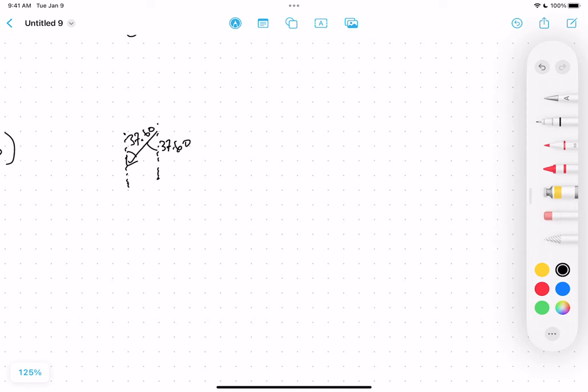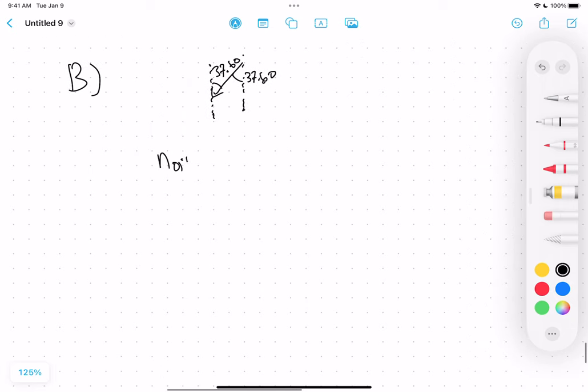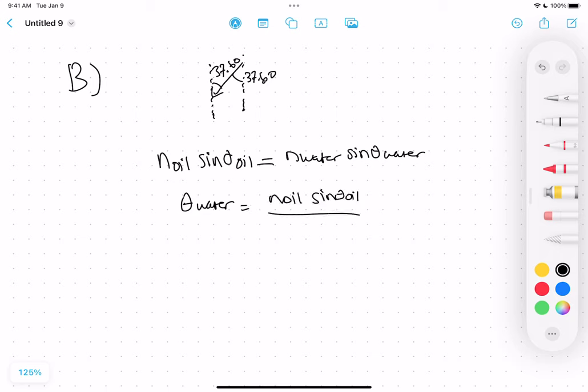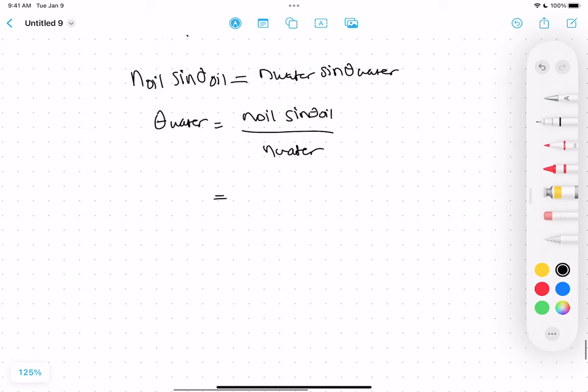So like we do n1 sine theta 1 is equal to n2 sine theta 2 again. But now our n1 is going to be n oil. Sine theta 1 will be sine 37.6 degrees instead. So n oil sine theta oil is equal to n water sine theta water, right? And we're looking for theta water, which is the refracted angle in the water layer. So theta water is equal to n oil sine theta oil divided by n water. And n oil, in this case, they told us, or we figured it out, was 1.42, times sine theta oil. So the angle here is going to be that 37.6 degrees again, and then divided by the refractive index of the water, right? So that's 1.33.